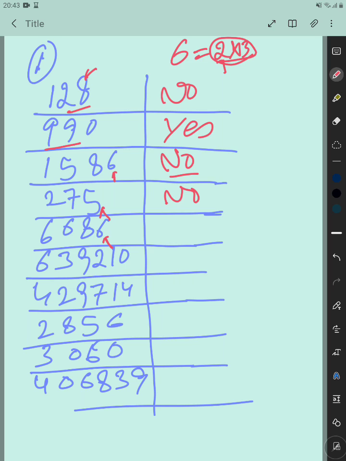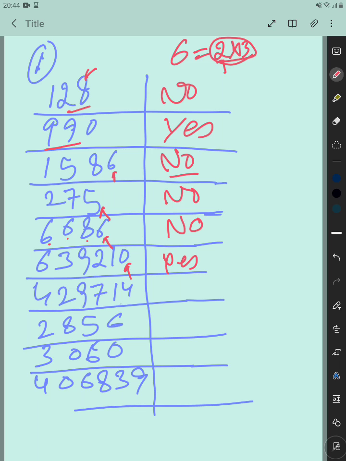Here it is divisible by 2, because it is an even number. Now we'll test for 3 also. So for 3, 6 plus 6 is 12, 12 plus 8 is 20, and 20 plus 6 is 26. 26 is not divisible by 3, therefore it is not divisible by 6, so it is no. Here it is divisible by 2. Now we'll test for 3.